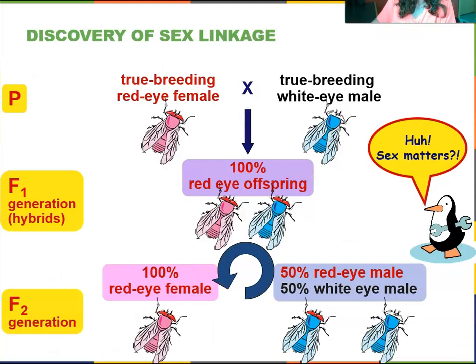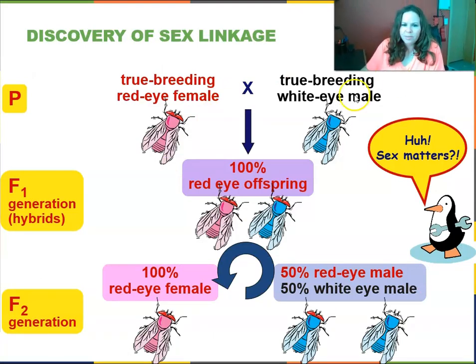So a scientist named Thomas Hunt Morgan was breeding fruit flies with red and white eyes. So he bred true breeding or homozygous red-eyed females with homozygous white-eyed males. So when we put them together, all offspring, didn't matter if they were male or female, were red eyes. So that tells us red is dominant over white eyes. So then when he mated the F1s together, he got 100% red-eyed females, and then the white-eyed males were 50-50.